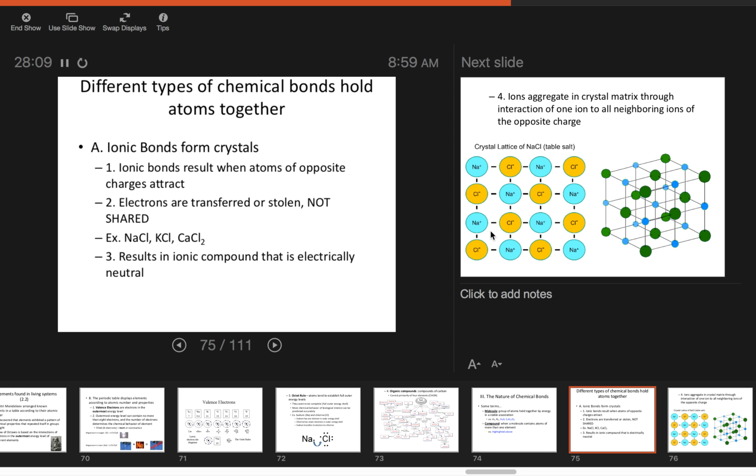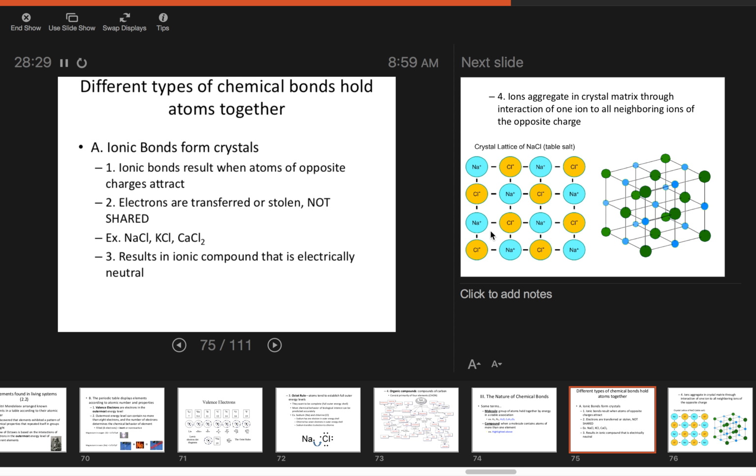And now what's the charge on sodium? If I have 11 protons to 10 electrons, it's a +1. What's the charge on chlorine? -1. So notice that the charges are the same number but opposite. You can form an ionic bond. The charges have to balance each other out to form that bond.